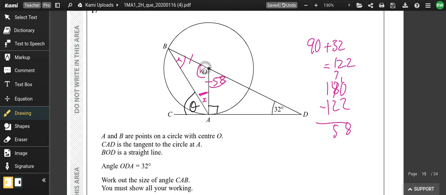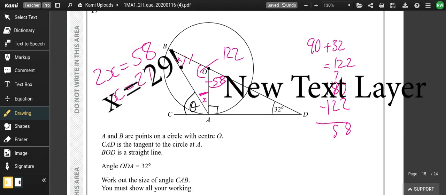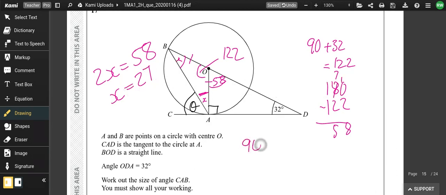That makes this one 180 minus that, which we just did, is 122. And then that means the 58 that remains is shared between the 2x, because we've got 180 minus 122, which we've already done. So you can kind of see how this repeats. So 2x is 58. So x is 27. So if we want to find out theta, we can do 90 minus 27, and that gives us 63 degrees for theta.